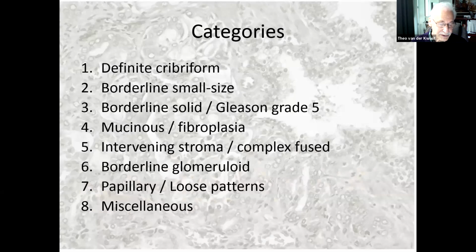The set of 32 images were selected by the conveners from a larger set of images and roughly divided in 8 categories, including the category of definite cribriform as a kind of positive control to make sure that all the experts were real experts, essentially. I will now show you examples of each of the 8 categories and the survey results.